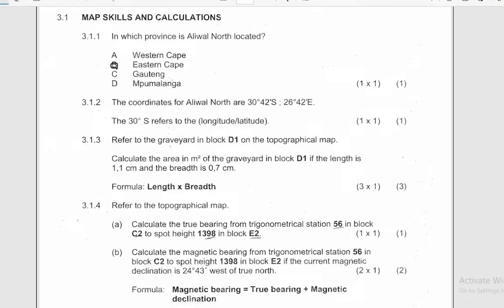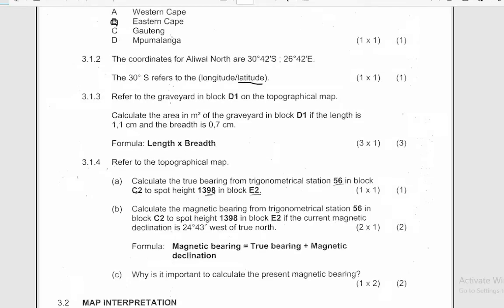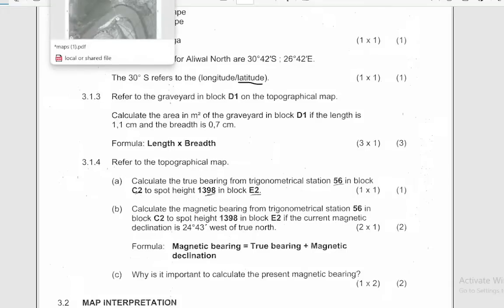Right, we move on to the next question. So this one, the correct response is latitude. Calculate the area in square meters of the graveyard in block D1. The length is 1.1 centimeters and the breadth is 0.7 centimeters. So if you check here, the graveyard is given, it's in block D1 on the topographic map.